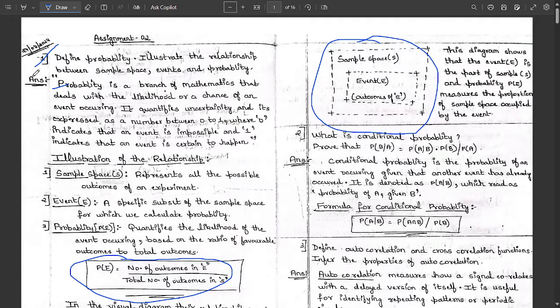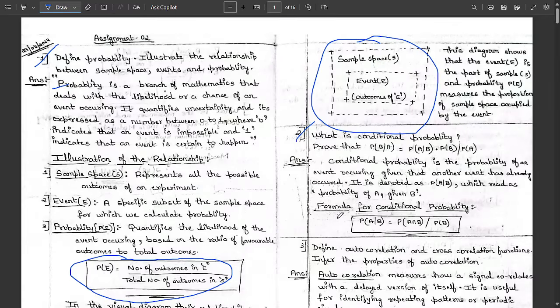This question is one must-read question: define probability and illustrate the relationship between sample space, events and probability. Along with that, they might be asking what is conditional probability and prove that P of B given A is equal to P of A given B into P of B by P of A. Its definition is provided here, and the derivation part is not there, but you can refer to our model paper solution video where we have provided this derivation. It is available on our channel. This question is also very important. One is define probability, illustrate the relationship between sample space, events and probability, and the second one is what is conditional probability and we need to prove this.